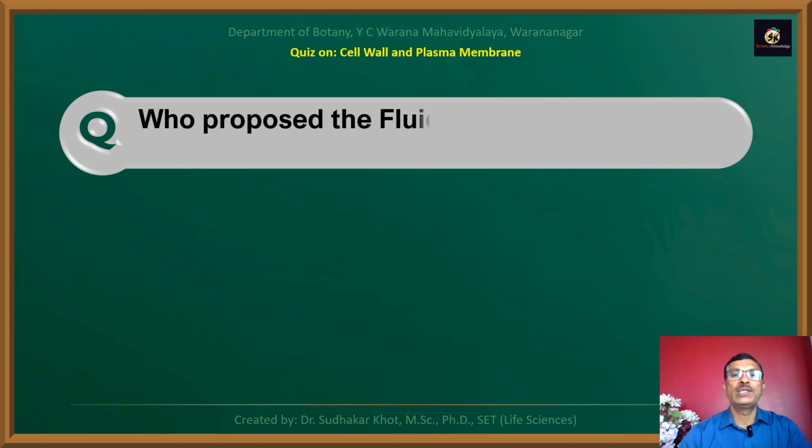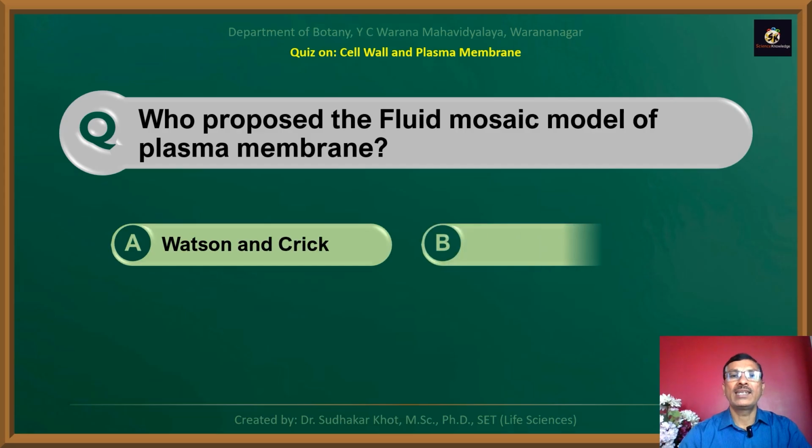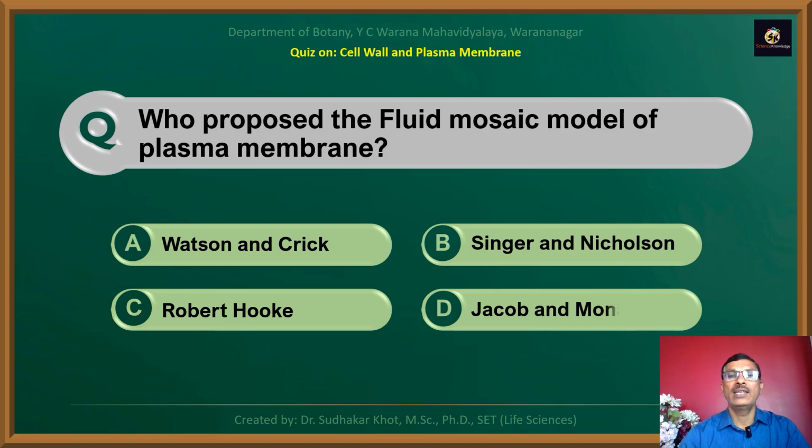Next question, who proposed the fluid mosaic model of plasma membrane? A. Watson and Crick, B. Singer and Nicholson, C. Robert Hooke, and D. Jacob and Monod. Who proposed the fluid mosaic model of plasma membrane? It is proposed by Singer and Nicholson. We know that Watson and Crick proposed a double helical model of DNA. Robert Hooke observed the dead cells under microscope and named them cell, and Jacob and Monod explain the gene regulation process.